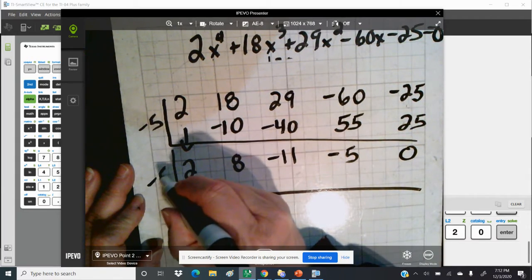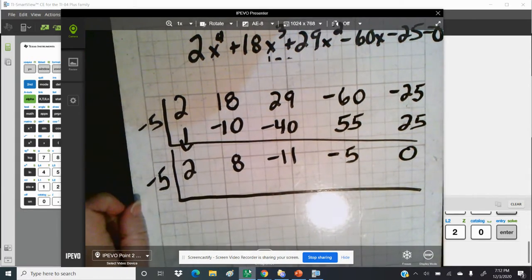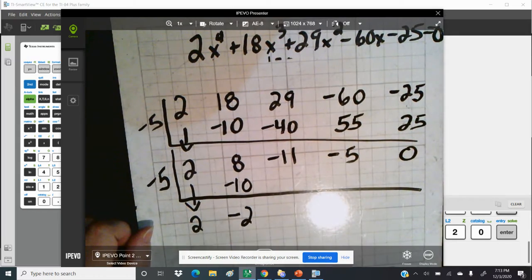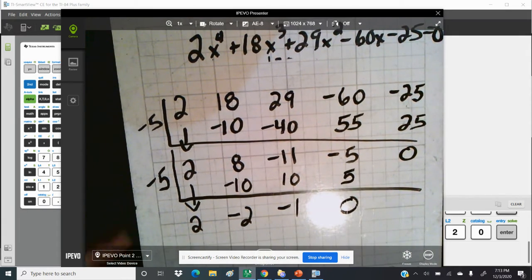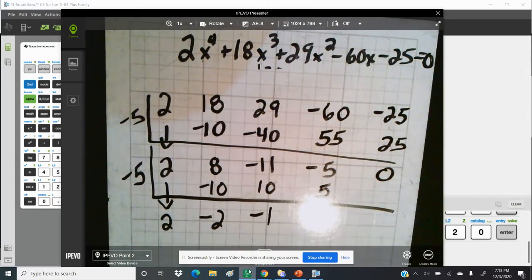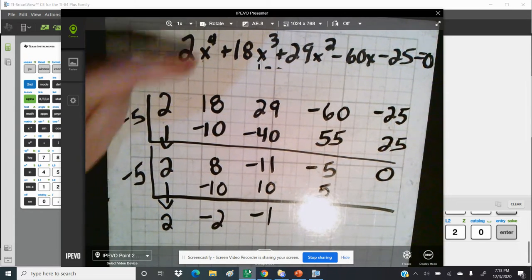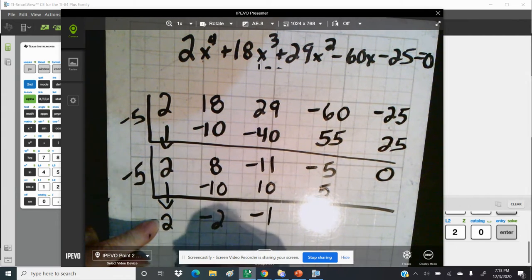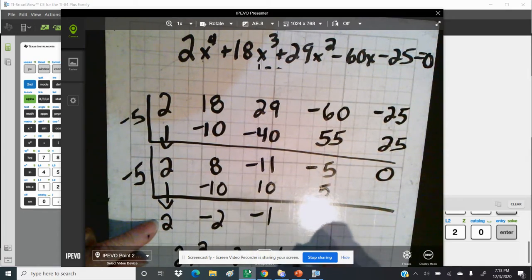So I'm just going to continue, and I'm going to do -5 again. So I'm going to bring down the 2. I'm going to multiply. So this will be -10. I will add. I'm going to multiply. I will add. I will multiply. And again, this is 0, and it really has to be 0 because we know that -5 is a root more than once. So now what we have left is, remember, we started with x to the fourth. These would be the coefficients for an x to the third. So these are the coefficients for an x squared. So I have 2x squared minus 2x minus 1 equals 0.